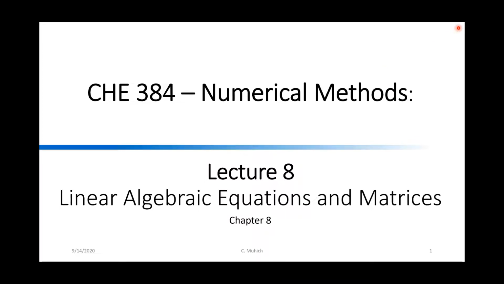Welcome back, class, to Lecture 8 of Numerical Methods. Here we're going to switch gears a little bit, move away from optimization and root finding, and start thinking about bigger systems. Systems that have multiple equations that need to be solved simultaneously. This is going to introduce us to linear algebra and using matrices.